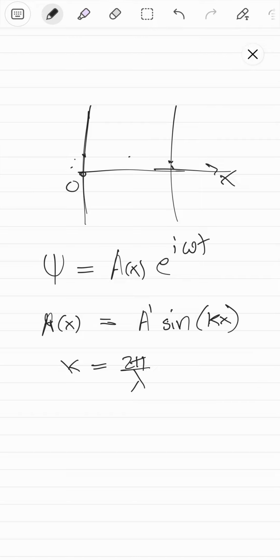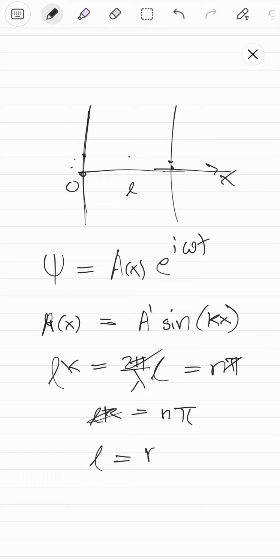Even if it was 2n pi, you could still write it like this, so A of x would still become this. Okay, and then at x equal to L, if this complete length is a small l, this would still be 0. So what that means is L times k is n pi, an integral multiple of pi. But k is 2 pi upon lambda, so L times this is equal to n pi. That just means L is equal to n lambda upon 2.